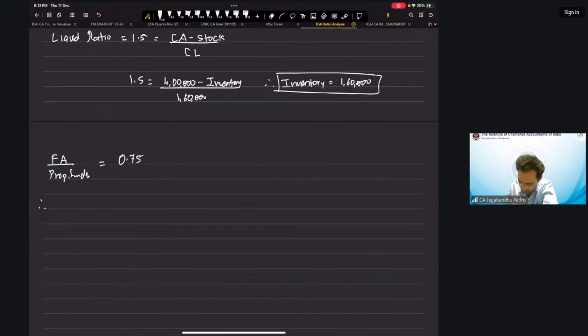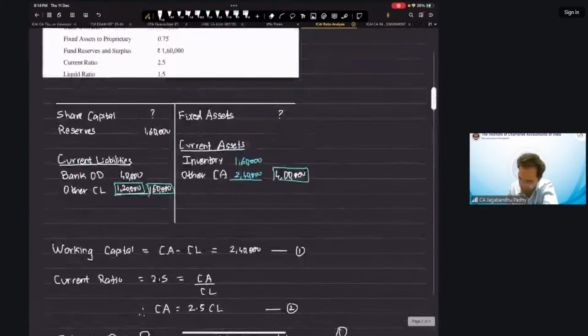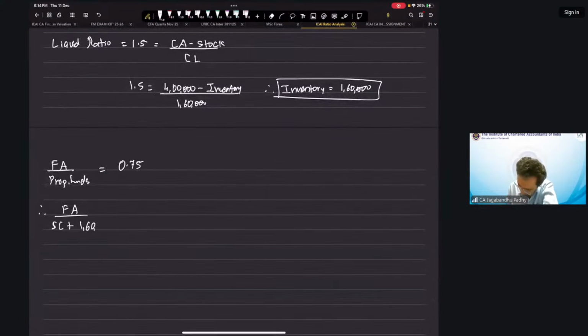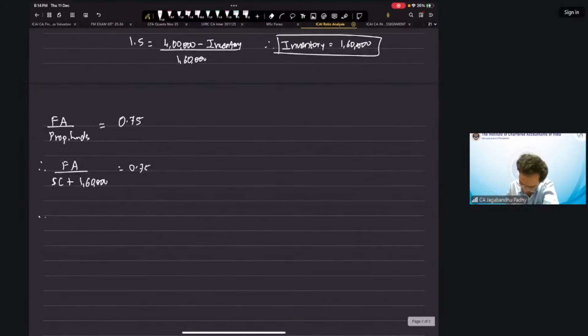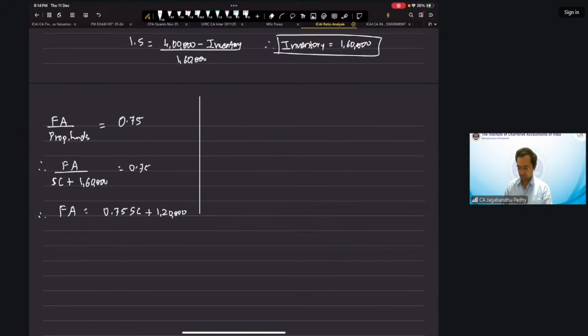So we have fixed asset not known to us. Even proprietary funds, we don't know what it is: share capital. So we'll say share capital plus the reserves of 1 lakh 60. This is 0.75. So fixed asset is 0.75 share capital plus 1 lakh 20,000. This is the value of fixed asset, right? Now, how do I obtain this? Because we don't know what is the share capital and what is the fixed asset. Both are unknown.